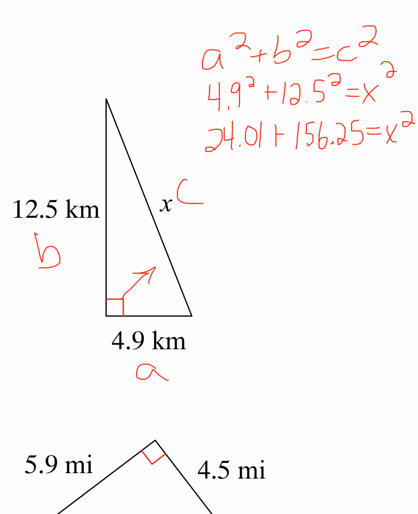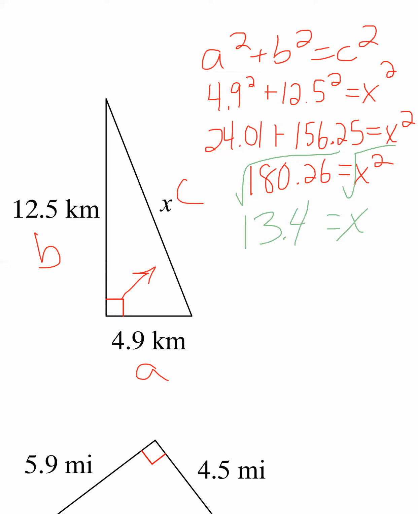Okay, let's add those two together. 180.26. And now just sneak in, take that square root of both sides, and I get 13.4. Double check that that answer makes sense. Yep, bigger than the other two. Looks good to me. Okay, you guys try the rest. Let me know if you have any questions.